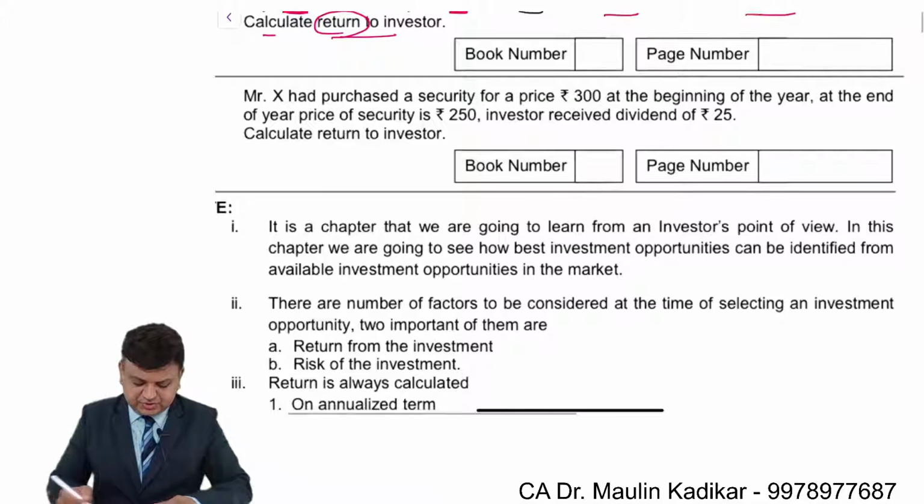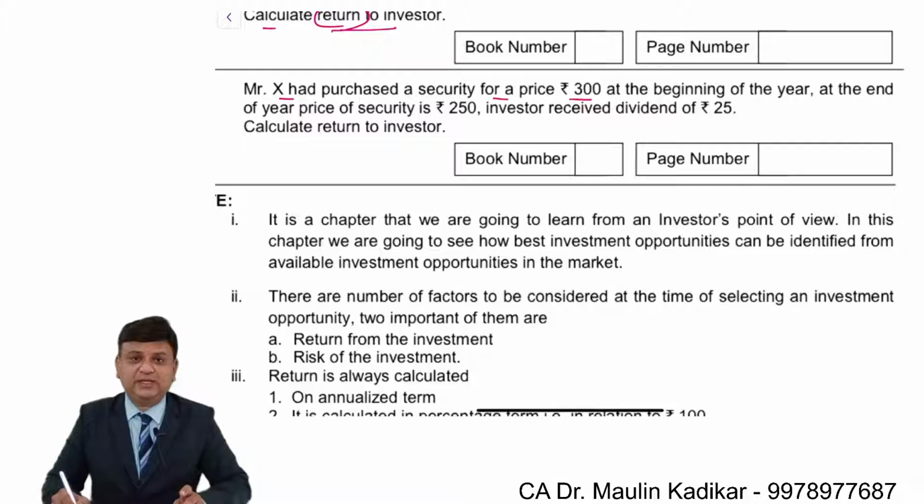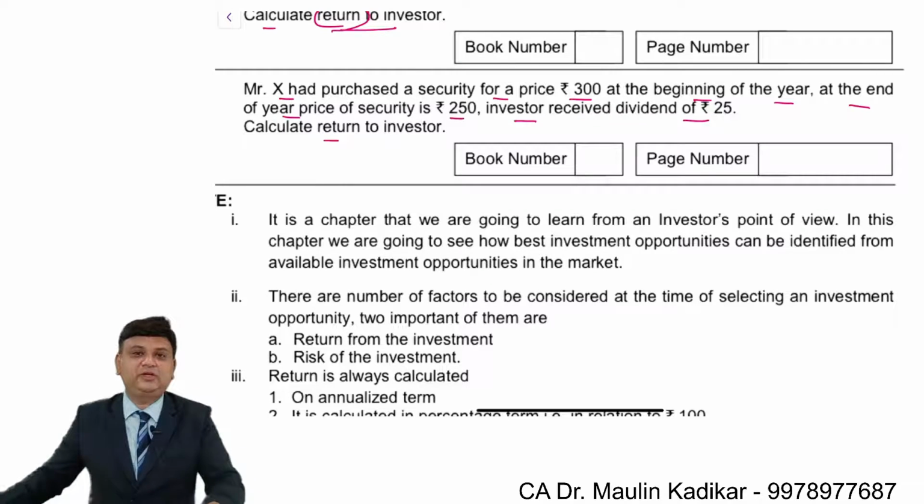Let us see the next question. Mr. X had purchased a security at a price of rupees 300 at the beginning of the year. At the end of the year, price of the security is 250 rupees. Investor received a dividend of rupees 25. Calculate the return to the investor. Can you write answer for this in the chat box?